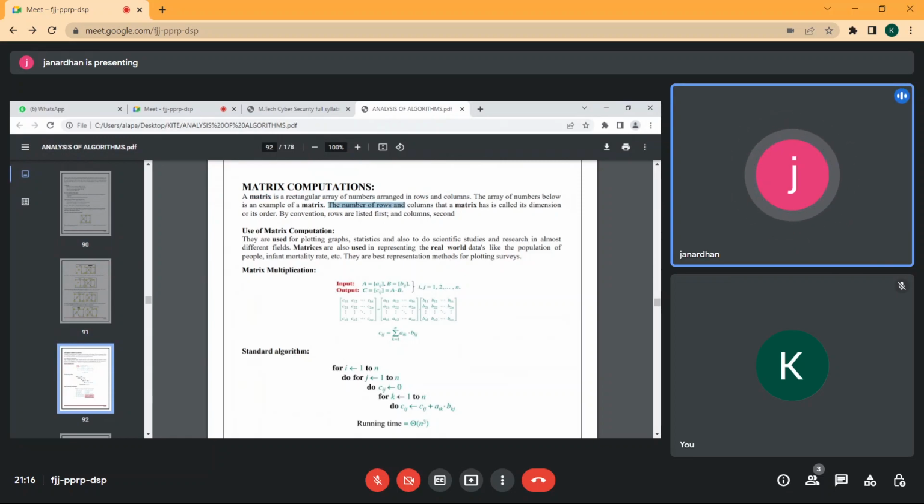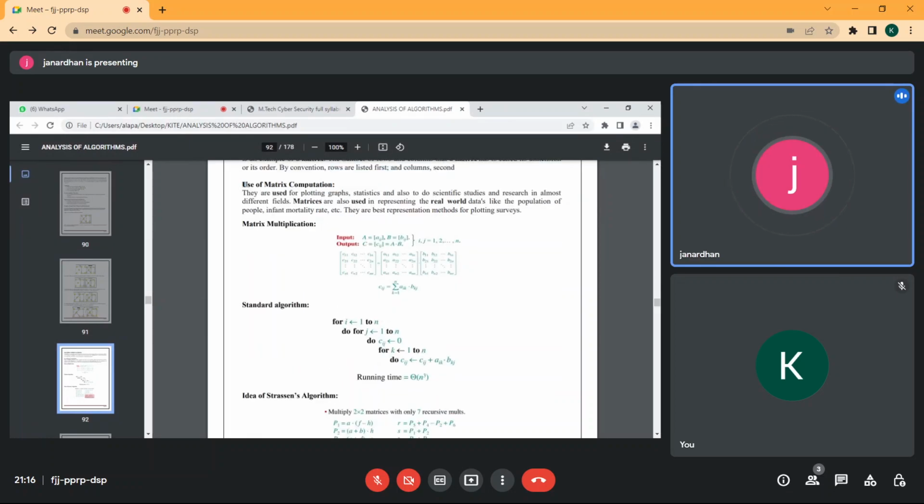The number of rows and columns gives its dimension or its order. By convention, rows are listed first and columns are second.